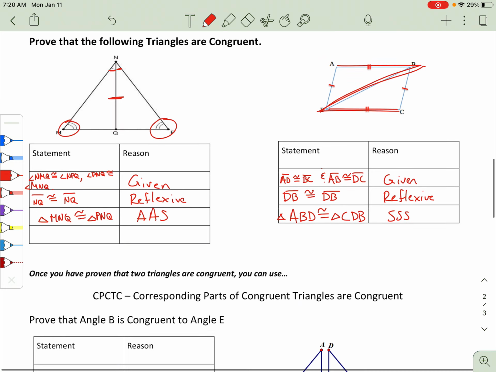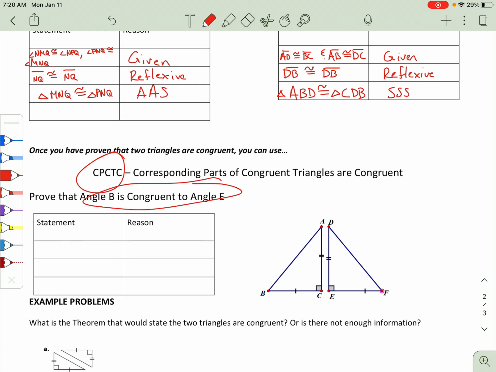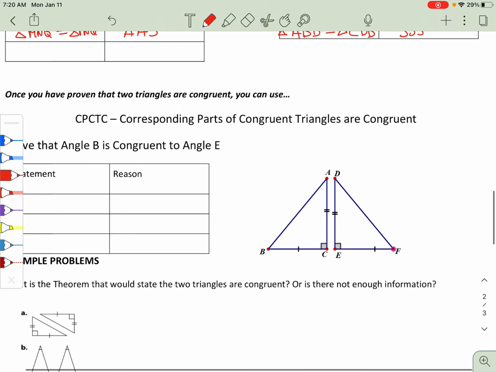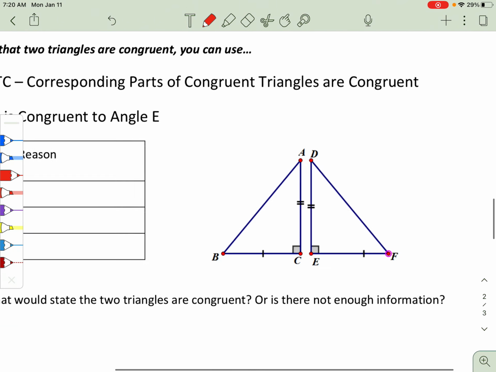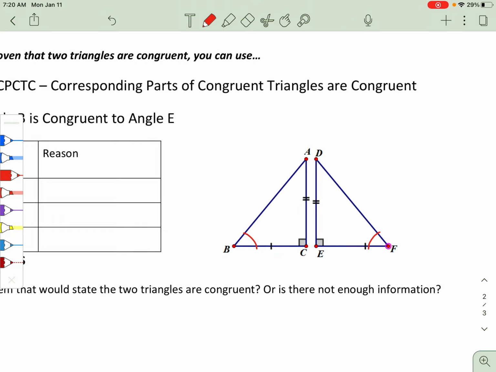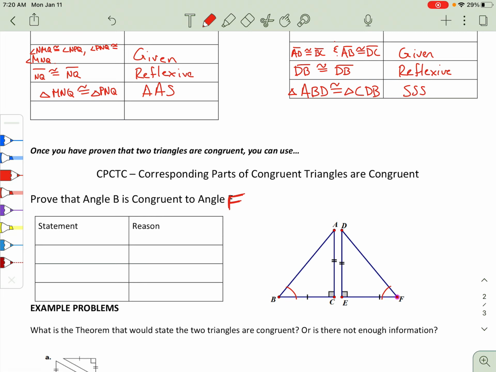All right, so again, prove the parts and try and figure out what you can use. Once you've proven that two triangles are congruent, you can use CPCTC, which you probably remember from Geometry 1. Corresponding parts of congruent triangles are congruent, to prove that very specific angles are congruent to each other. So in this one, it wants you to prove that this angle is congruent to this one. I'm sorry, so this should be angle F, not E. Change that to angle F.